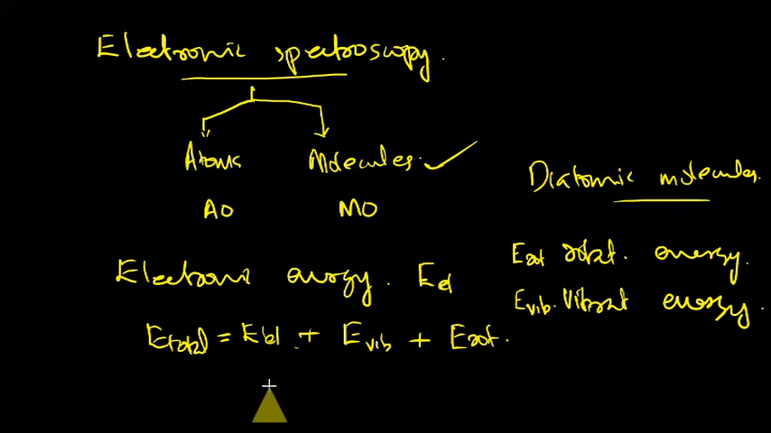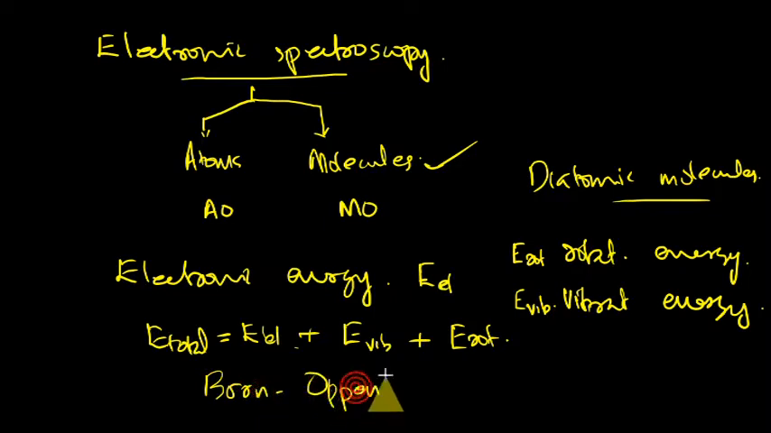In some cases this approximation will lead to bad results, and that we will learn later. But at the moment, this approximation will give us some good results. So we will adopt this approximation. This approximation is nothing but, you already know, the Born-Oppenheimer approximation.